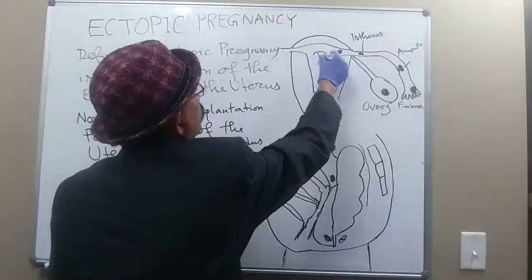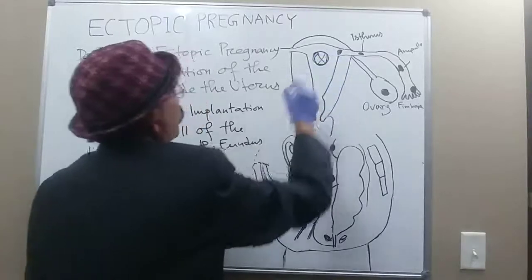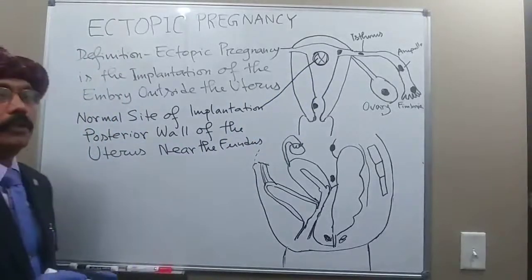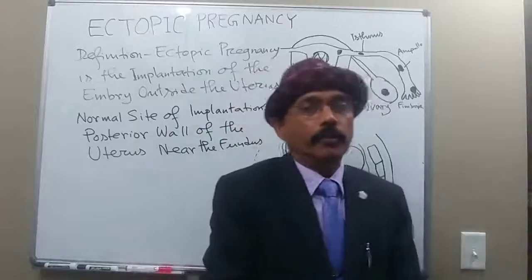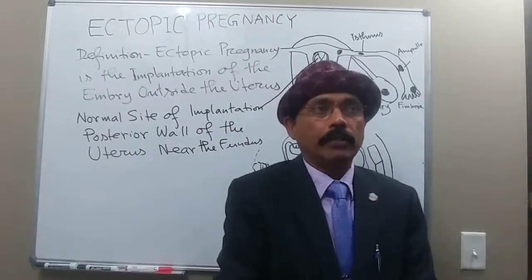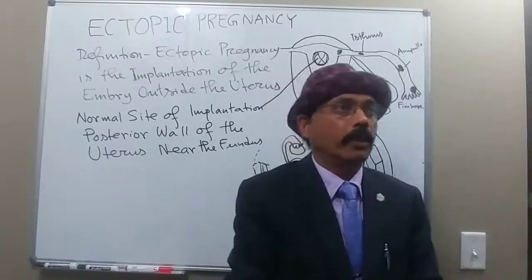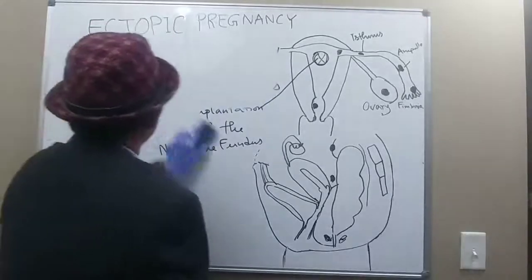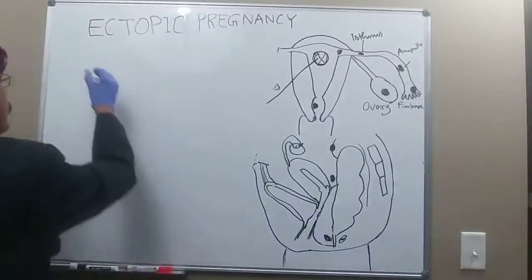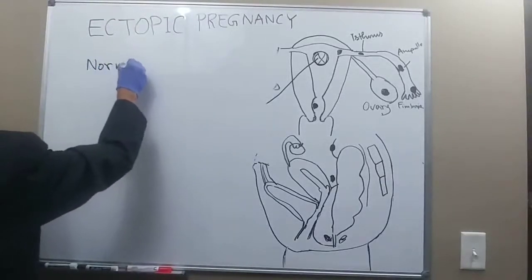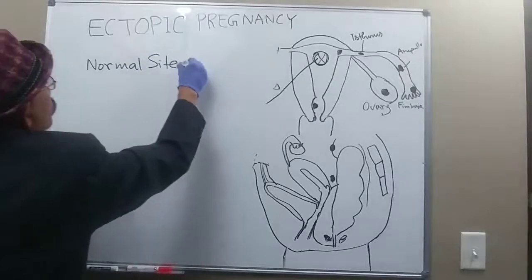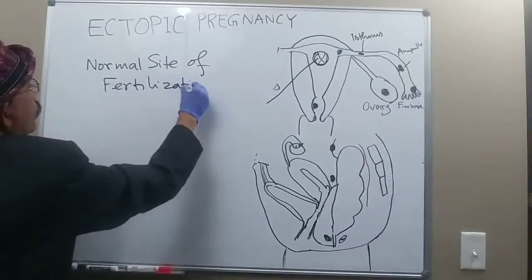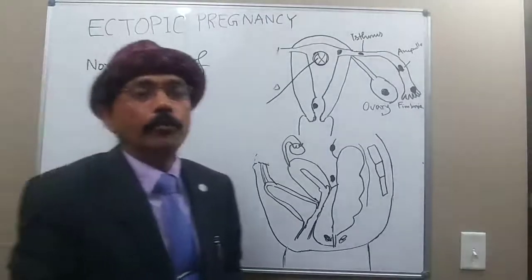So this is the normal site of implantation, inside the uterus, usually on the posterior wall near the fundus. And you have to know what is the normal site of fertilization. That is in the ampulla of the fallopian tube.